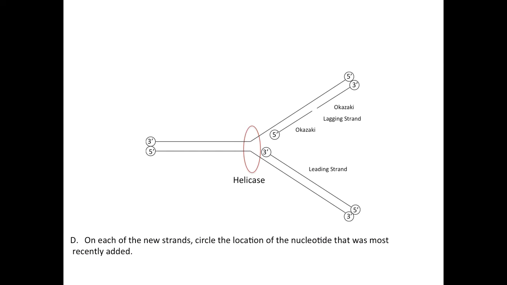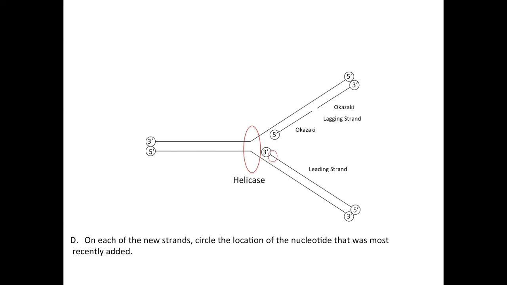Next, circle the location of the nucleotide that was most recently added. In the leading strand, it is synthesized continuously in the 5' to 3' direction. So the nucleotide with the 3' end is the most recently added, which happens to be the nucleotide closest to the replication fork.